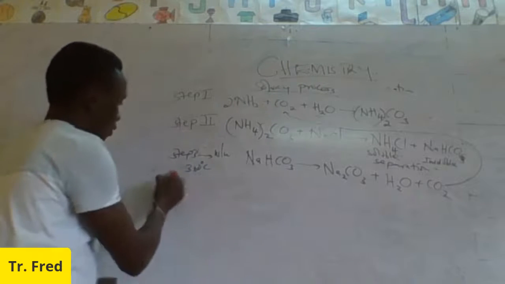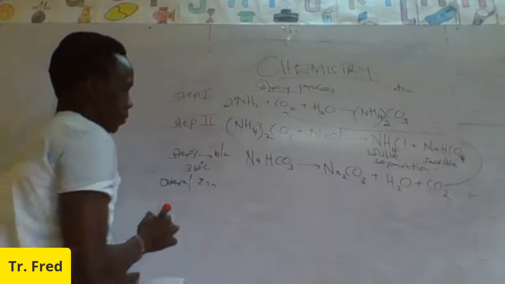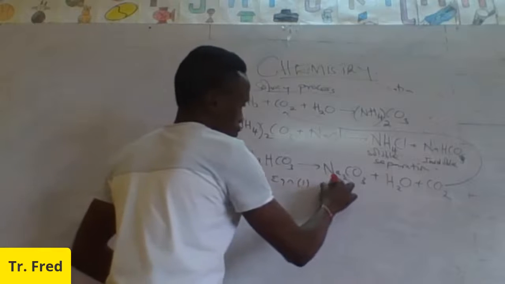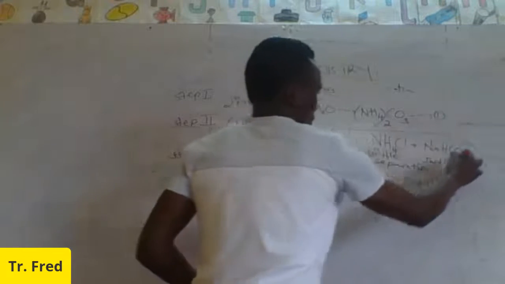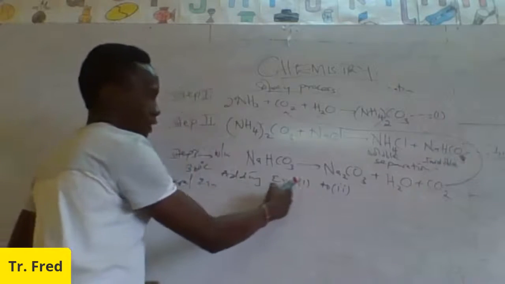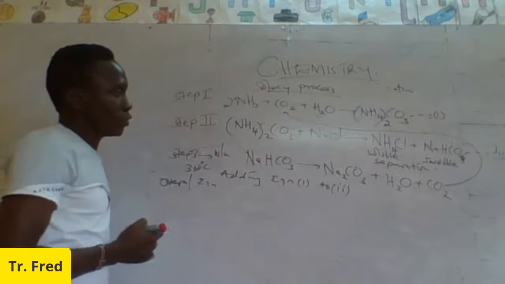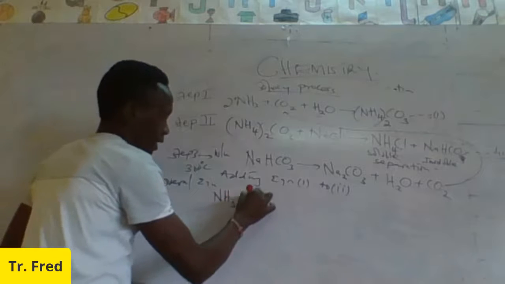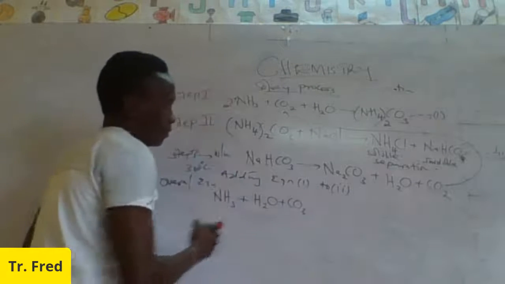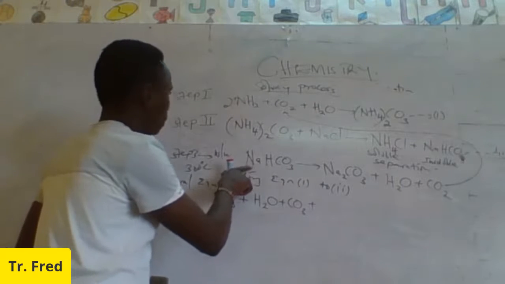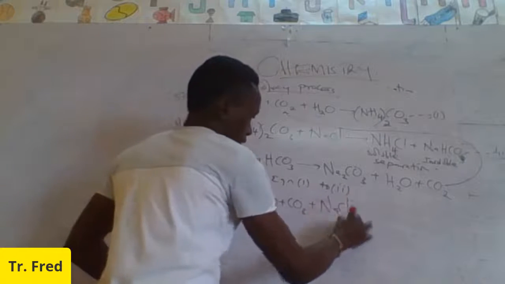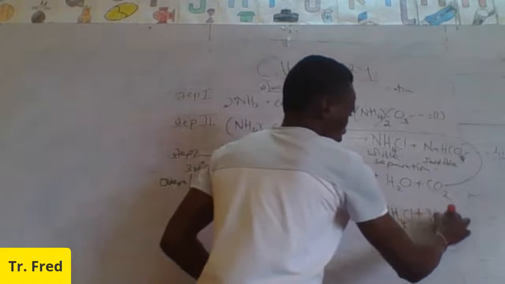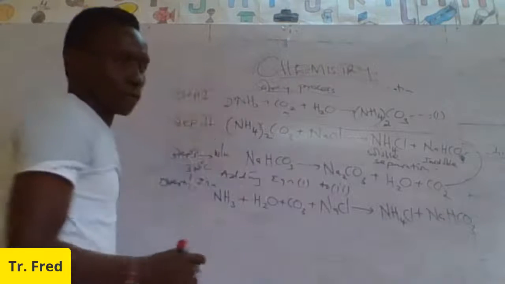Now the other process will be noting down the overall equation for the reaction. You can call this one Roman 1 and this one Roman 2. Then step 3 will be adding equation 1 to equation 2. So when you add equation 1 to equation 2, what will you be having? Equation 1 is ammonia plus water plus carbon dioxide, plus equation 2, the new product being produced there. So we expect to have ammonium chloride and sodium hydrogen carbonate. Now that is the overall equation for the whole reaction.